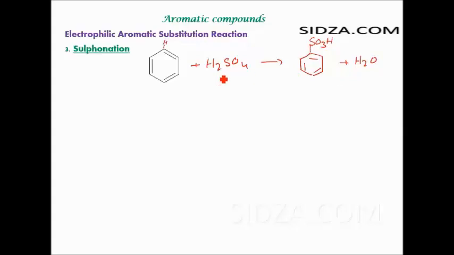So the electrophile. Now if you look at the reaction again, it looks like the electrophile from the H2SO4 is SO3H, or you can say HSO3, right? And that replaces the hydrogen because you get the SO3H here, correct?